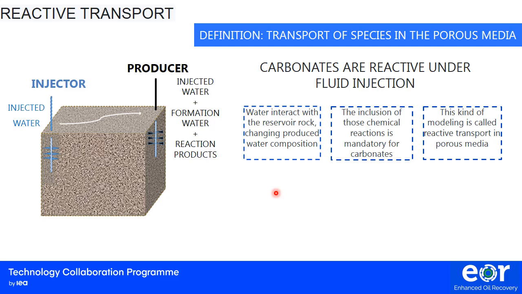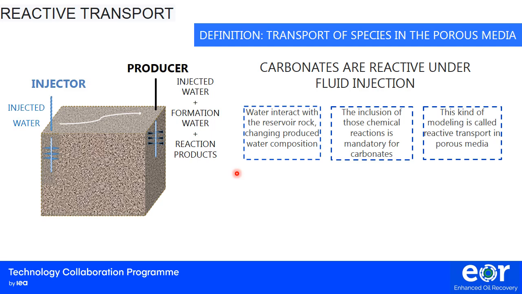When we don't have reactions in the reservoir, the produced water is going to be a mixture between injected water and formation water that is present originally in the reservoir. But when we have reactions taking place, which is the case for carbonates, this is no longer true, at least not for all the species. For some species, the produced water is going to be a combination of injected and formation water, but it's also going to have these reaction products. So this needs to be taken into account in order to have a good prediction for produced water composition.